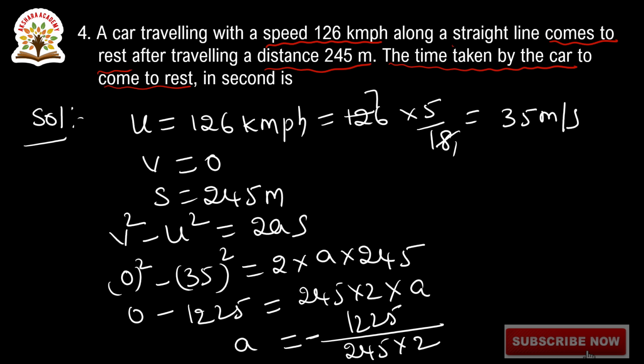We are doing cancellation here. 245 ones are 245, 5 twos are 10, 245 fives are 1225. That is equal to minus 5 by 2. That is equal to, we are getting minus 2.5 meters per second square. So next we are getting acceleration a is equal to minus 2.5 meters per second square.